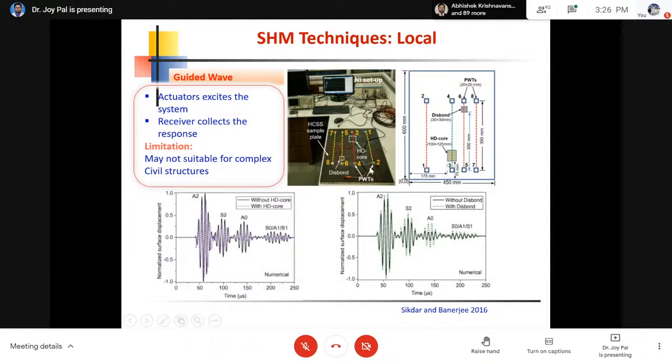Here, these 1, 2, 3, 4, 5, 6 are the sensor locations, and these sensors are piezoelectric transducers. With one transducer you can give the actuation, that is, the guided wave, and with the others you can collect the data. Here I have plotted the signals that you received. You can see that when the HD core is there, the amplitude of the signal reduces.